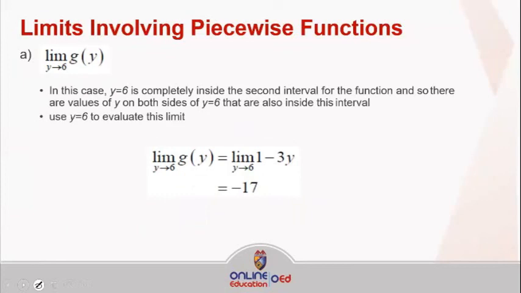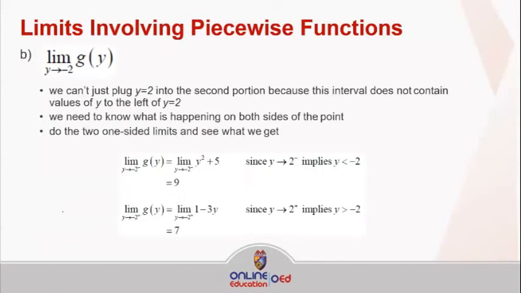For the computation, the limit of g of y as y approaches 6: the limit of 1 is equivalent to 1. Then minus 3y, where we just replace y with the value 6, so 3 times 6. The value becomes 1 minus 3 times 6, which is negative 17.